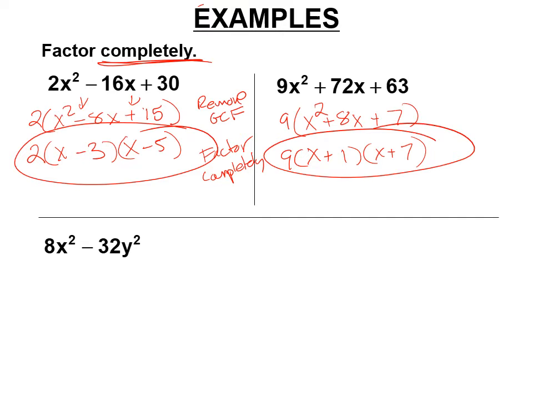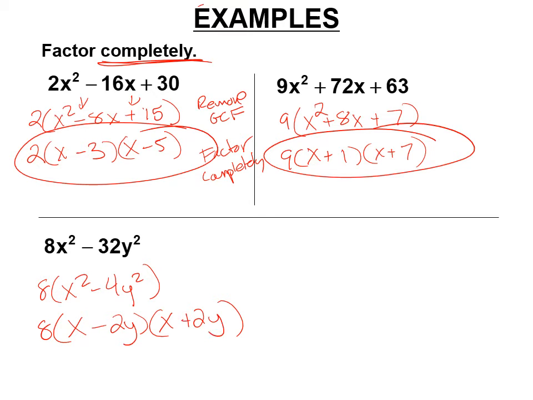Okay, all right, 8 and 32 both have 8, so we have x squared minus 4y squared. Now this is a binomial, right? So whenever we have a binomial, we have that pattern, right? So x minus 2y, x plus 2y, I believe it is, x squared minus 2xy plus 2xy, right? The middle term drops out, and you get minus 4y squared. Those are the 3 factors. Don't forget about the 8. Bring it along.